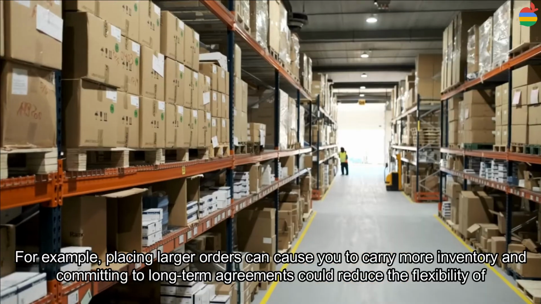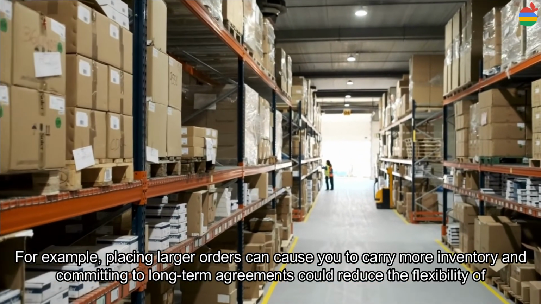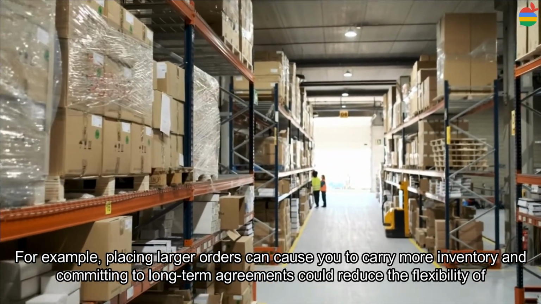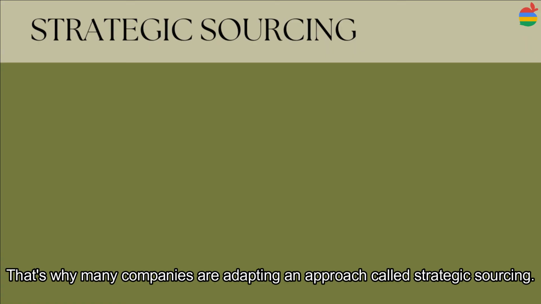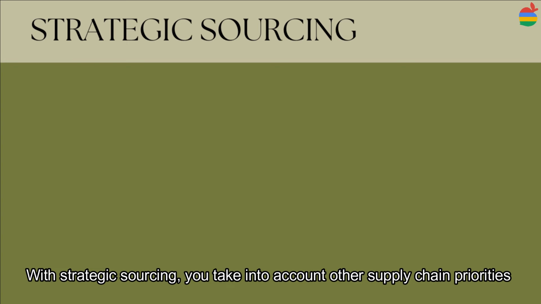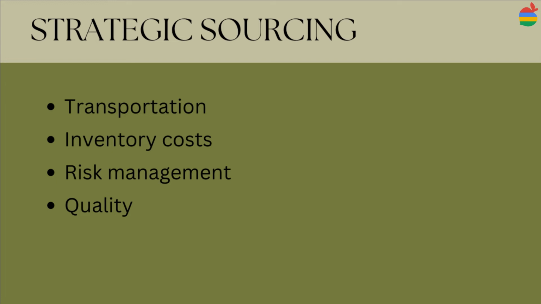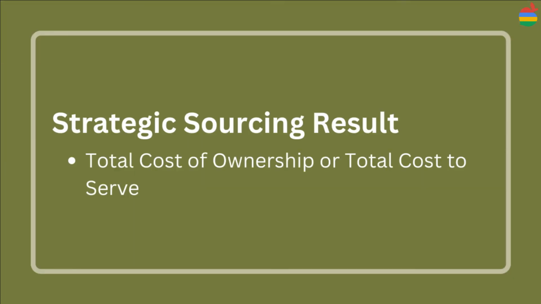For example, placing larger orders can cause you to carry more inventory, and committing to long-term agreements could also reduce the flexibility of your supply chain. That's why many companies are adopting an approach called strategic sourcing. With strategic sourcing, you take into account other supply chain priorities like transportation and inventory costs, risk management, quality, and sustainability. The result is a metric called your total cost of ownership, or your total cost to serve.